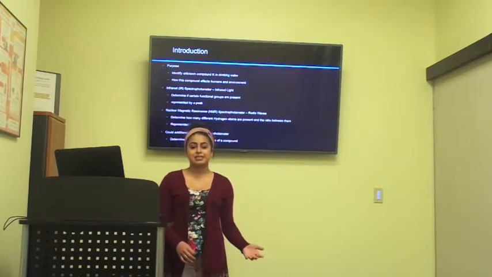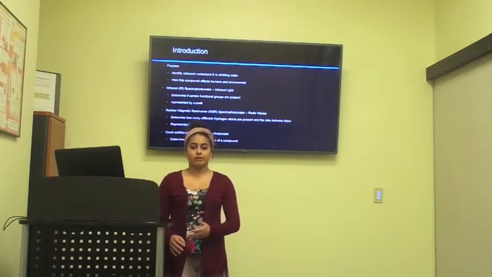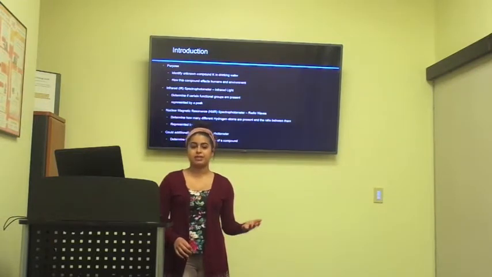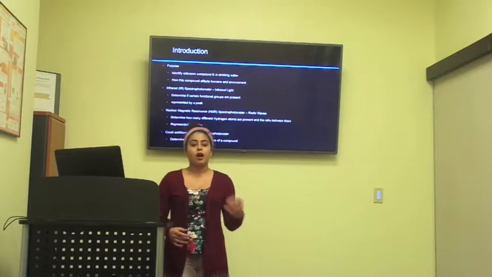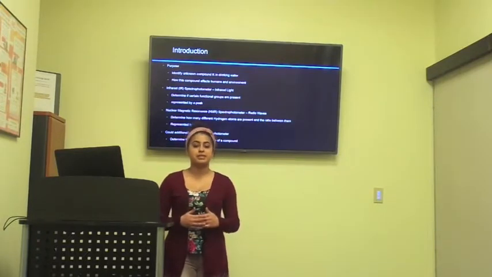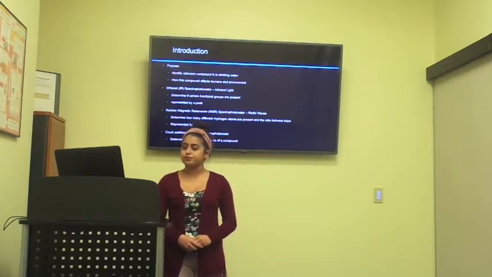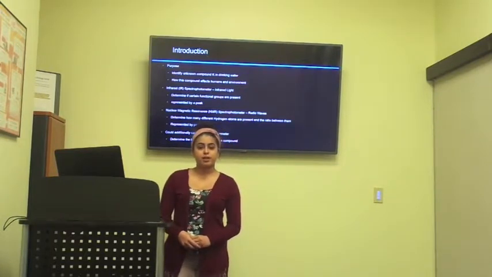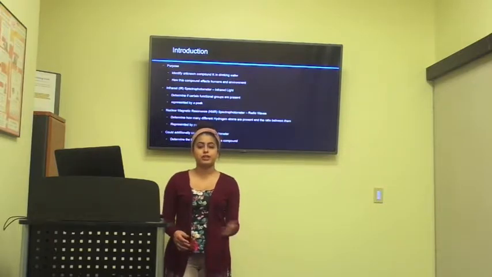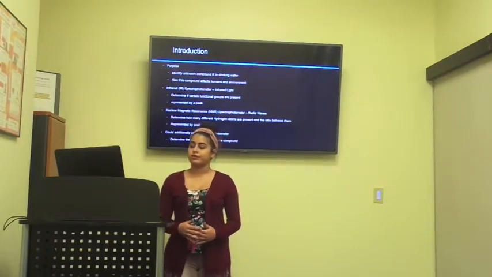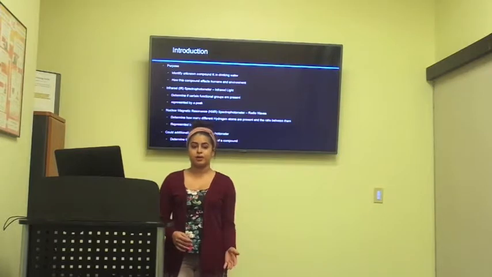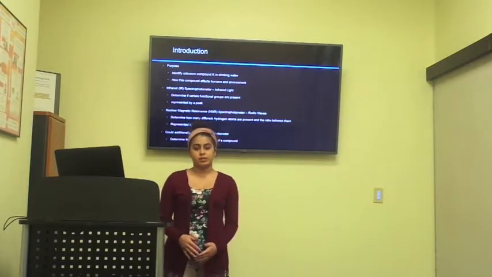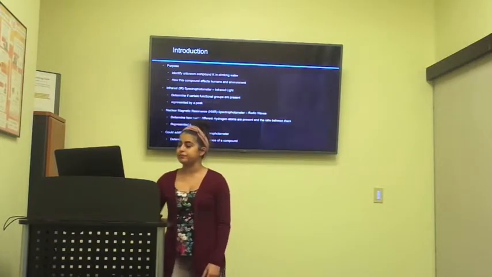I also used the nuclear magnetic resonance, or the NMR spectrophotometer. And what this does is it passes radio waves through the compound and identifies different hydrogen atoms that are present and the ratio between them. Not all NMR spectrophotometers identify hydrogen atoms, but the specific one I used does. And I could have additionally used a UV spectrophotometer, and what this does is it passes UV light through the compound to determine the light transmittance of a compound, but that piece of equipment was not used during this experiment.